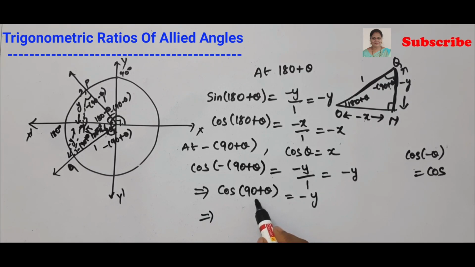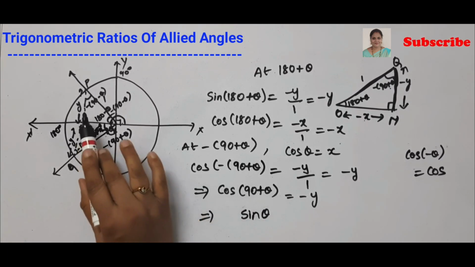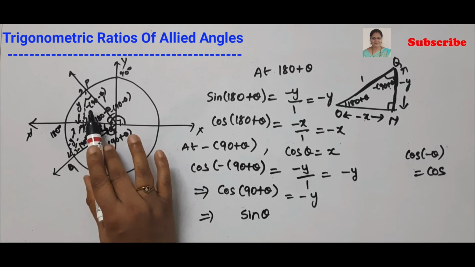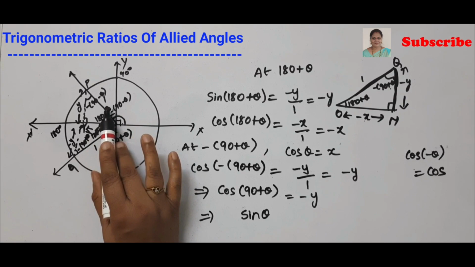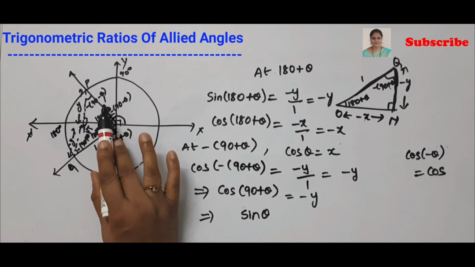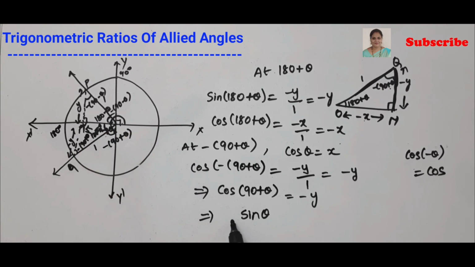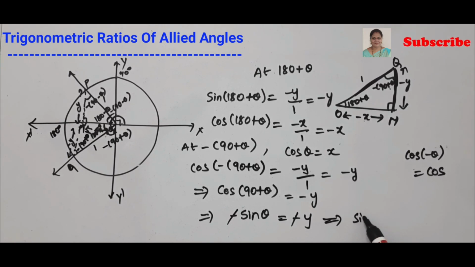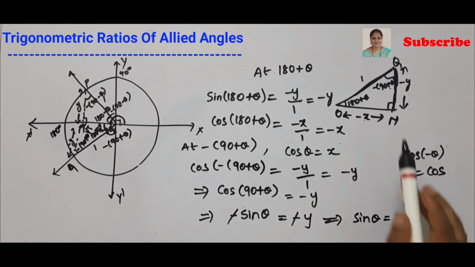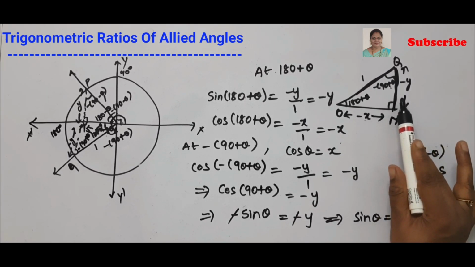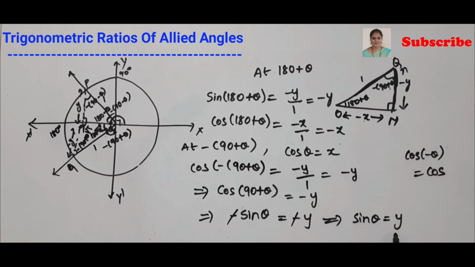This is an odd multiple of 90, is it not? So cos changes to sine. So sine theta. This 90 plus theta will be in the second quadrant. Second quadrant means sine and cosecant will be positive, and remaining all will be negative. So this will be negative. Minus sine theta is equal to minus y. So minus cancels. We will get sine theta is equal to y. So if we calculate cos of minus of 90 plus theta, we got the y value as sine theta.